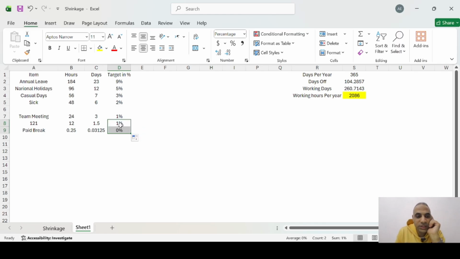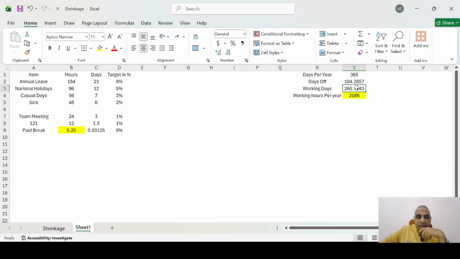The one thing here which is missing or left here in the paid break is the hours per year. Now we have the hours per day, which is 0.25. In order to get the year, do you think that we will multiply the 0.25 times the 261 days? Do you think it is right? Is it correct? I don't think so. Why?